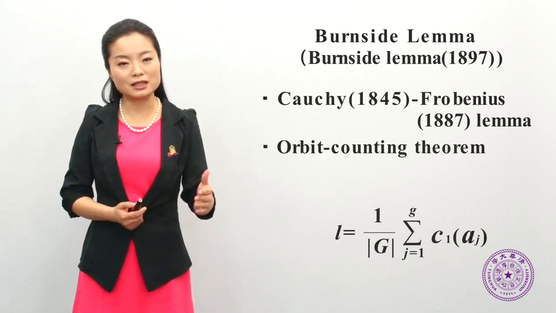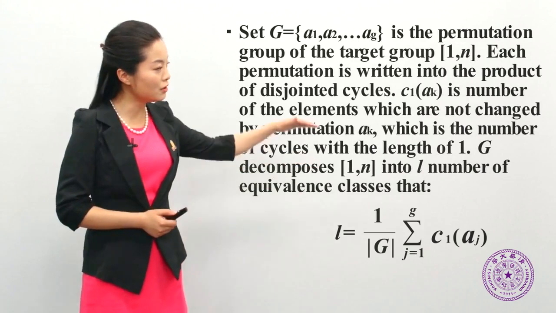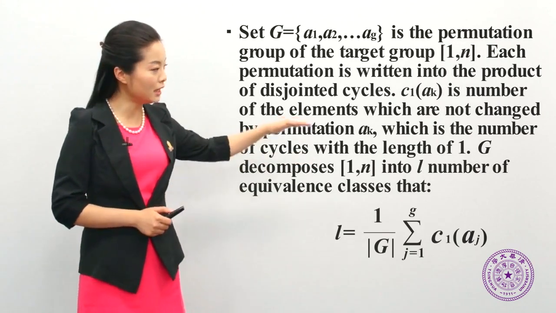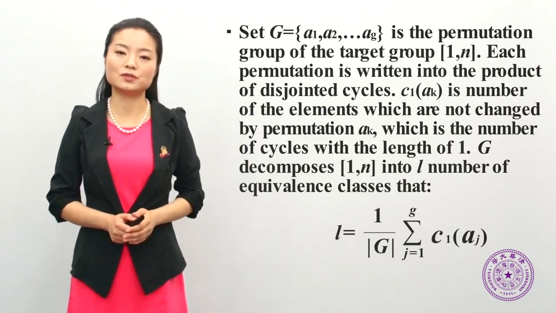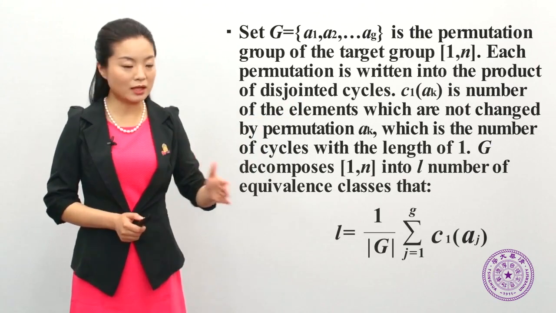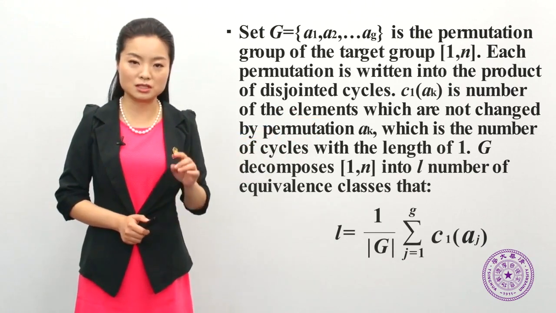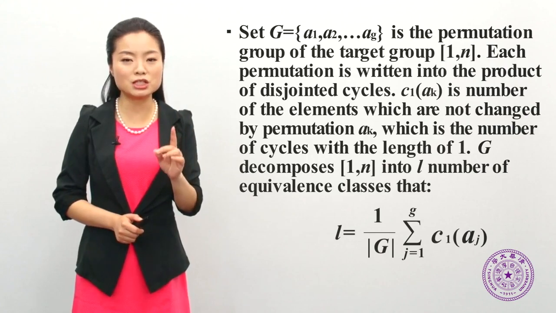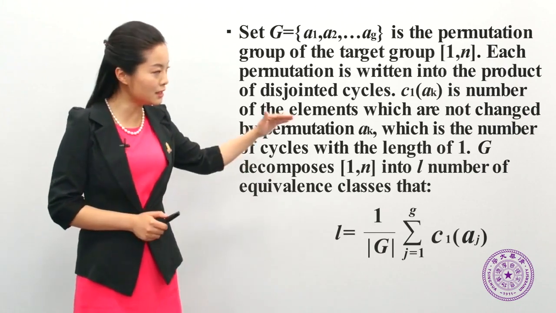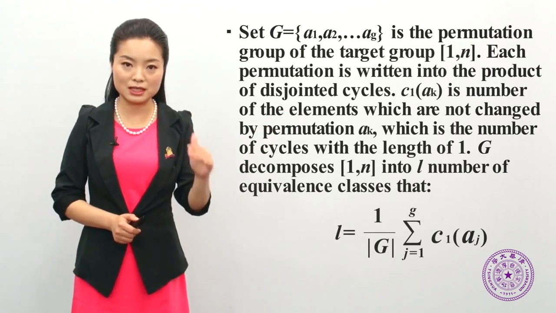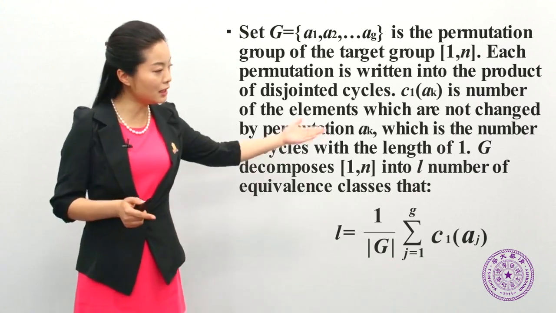This theorem describes the following. Corresponding to a finite group, for example A1, A2 until AG, it is a permutation group of order G. Then each permutation can be written as a product of disjoint cycles. Under the permutation's effect, the numbers of fixed points correspond to each other. The number of one-order cycles, we use C1(Ak) to represent.